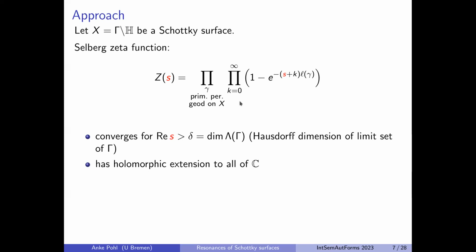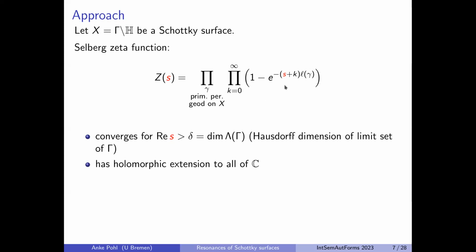The Selberg zeta function comes by definition as an Euler product. The first product which we have here is over the prime periodic geodesics on the Schottky surface which we consider. Prime here means we count minimal length of geodesics. The length of the geodesic gamma goes in here in the exponent. And then there is a second product of auxiliary nature going via k, essentially trying to capture multiplicities of geodesics, and then it's an Euler product in the formulation.